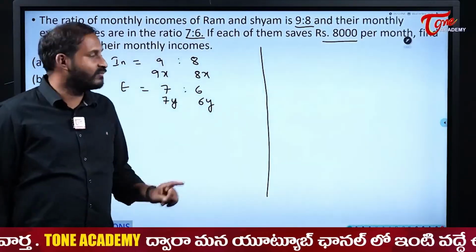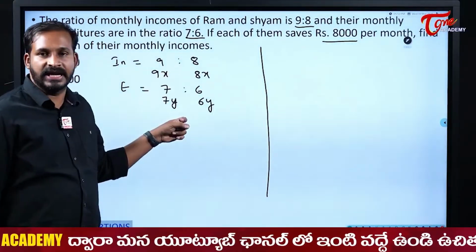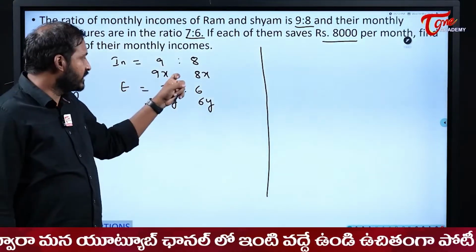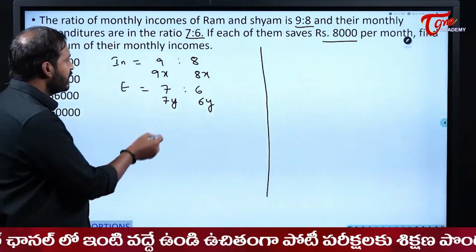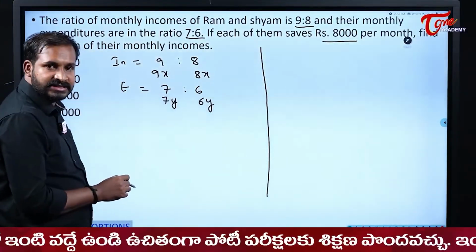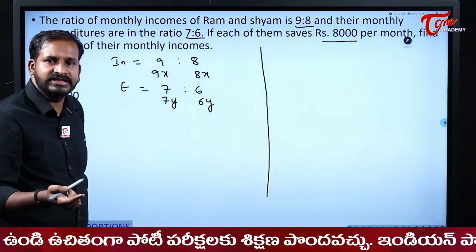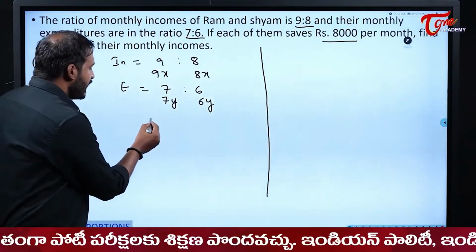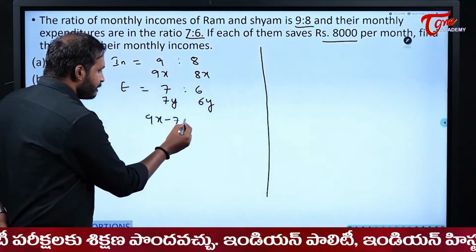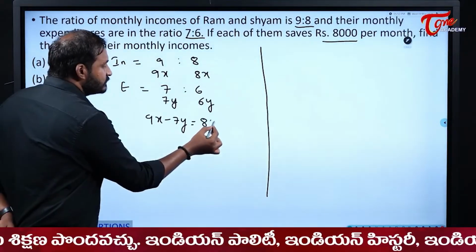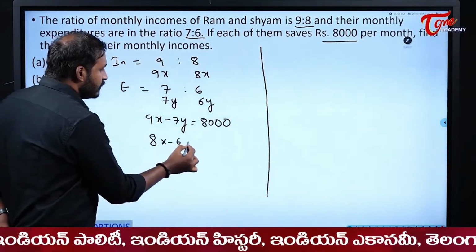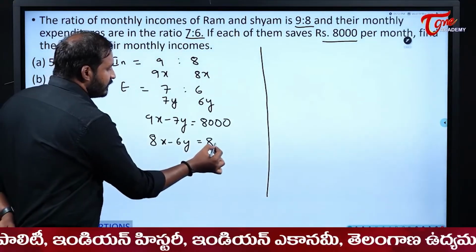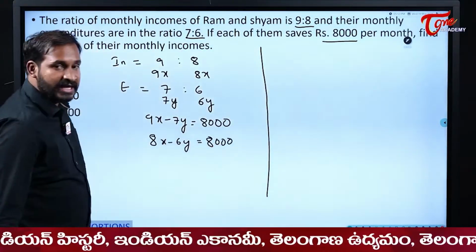Don't write once again 7x and 6x. That is completely wrong. Why? Because this is one component and this is another component. You cannot take both the same things. Now, they are telling that each saves 8,000, right? That means income minus expenditure is savings. How will you find the savings? Income minus expenditure. So, 9x minus 7y is equal to 8,000. And similarly, 8x minus 6y is equal to 8,000. Why? Because both are saving the same amount, that is 8,000.